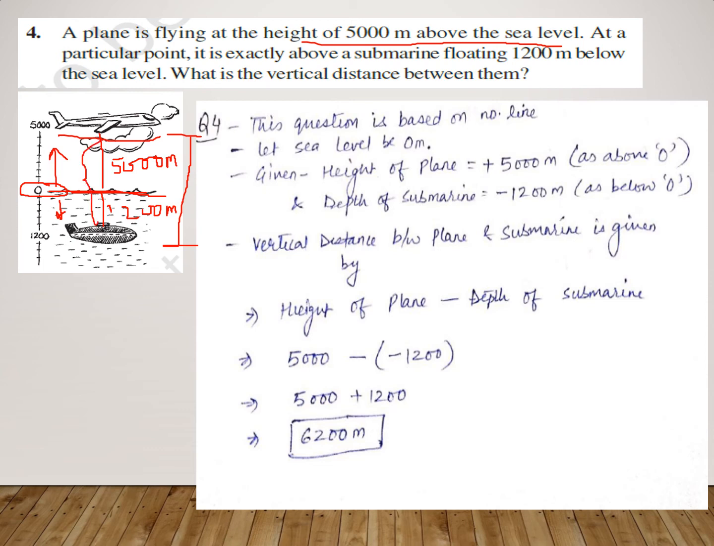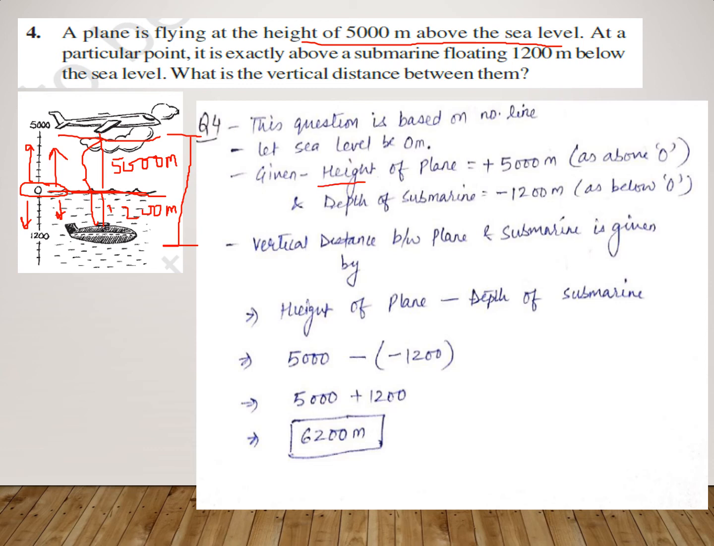Very simple. But let's see how to do so, because here the sign will come into factor. This question is based on the number line. We can see this is a number line example only. Here above is positive and below is negative. Let's see how it occurs.